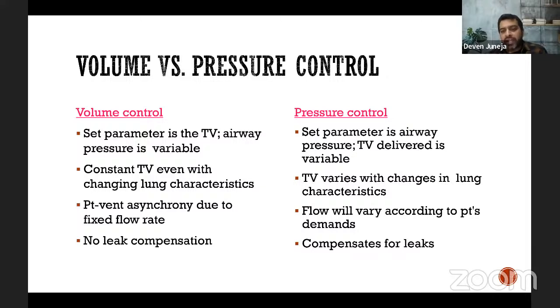So you have to be really careful about which mode you are setting, and your patient might require frequent monitoring while you are putting the patient on invasive mechanical ventilation. The tidal volume is going to change with the lung dynamics, and flow will also vary according to the patient's demand, and it compensates for leaks.